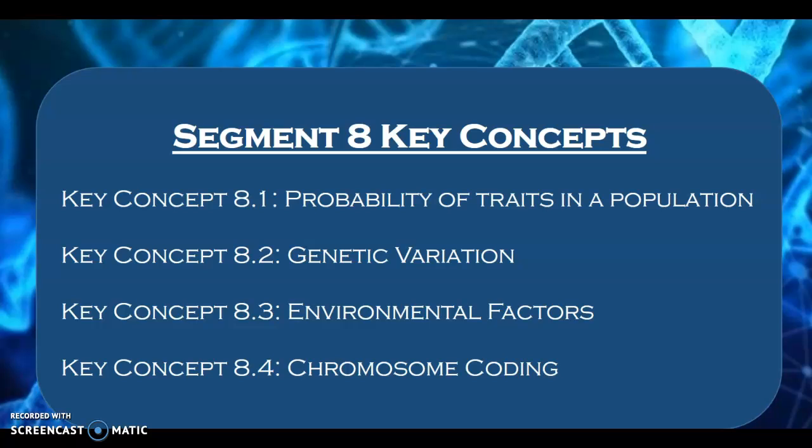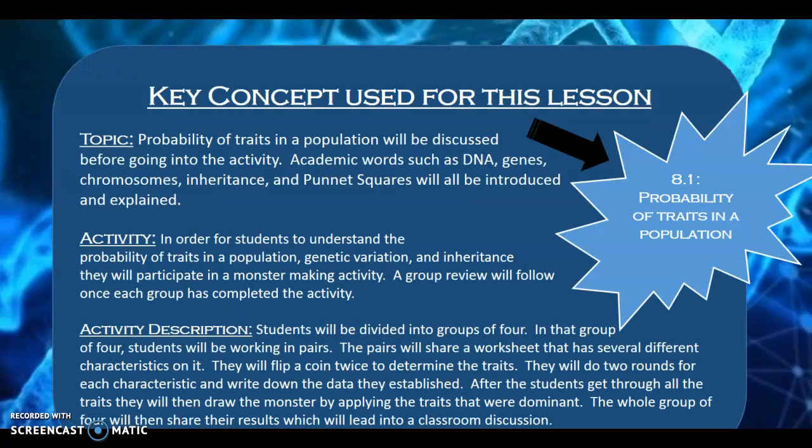In this segment, there are several different concepts. Segment 8.1 describes the probability of traits in a population. Segment 8.2 describes the genetic variation. Segment 8.3 describes the environmental factors, and segment 8.4 describes the chromosome coding. And for this lesson, I decided to stick with 8.1, which is again the probability of traits in a population.